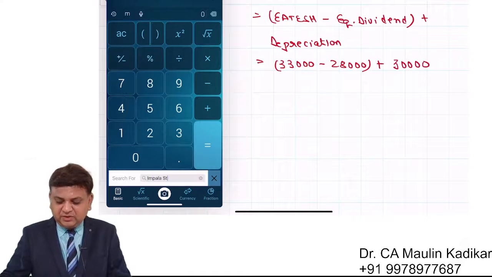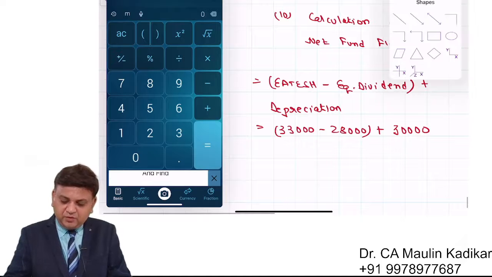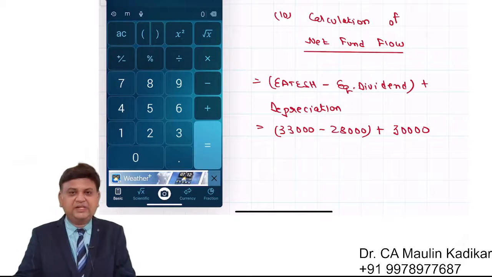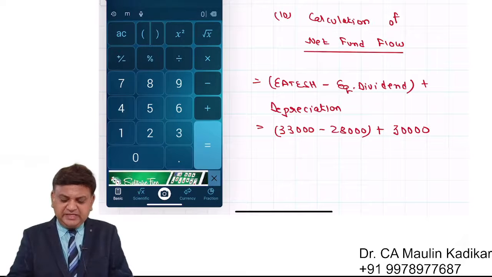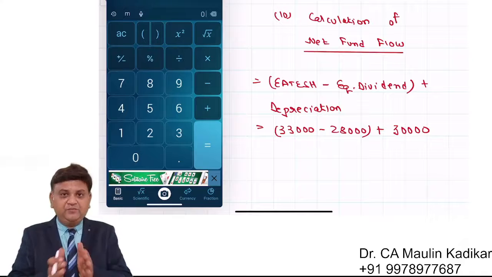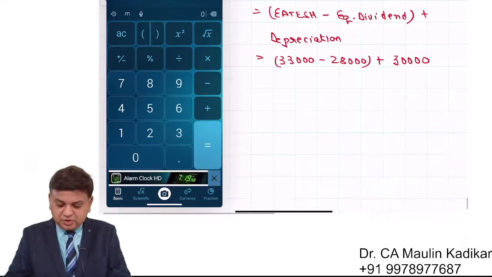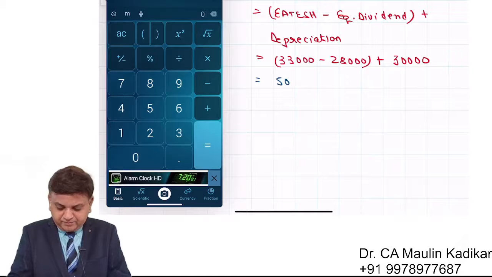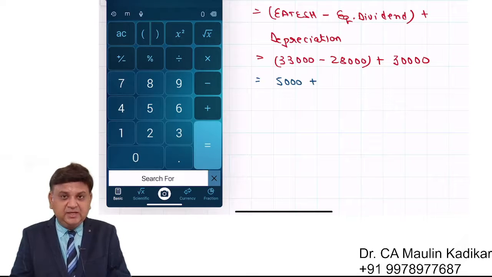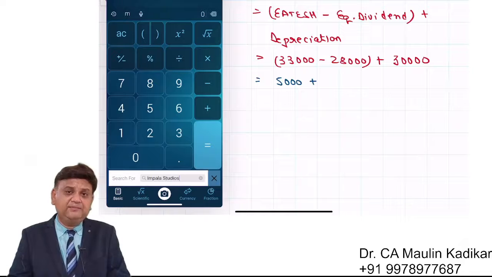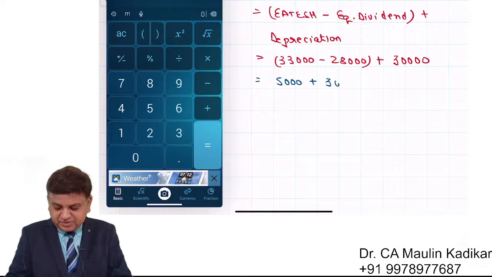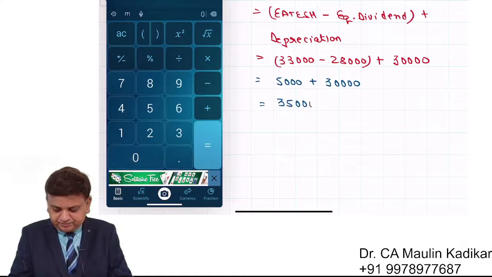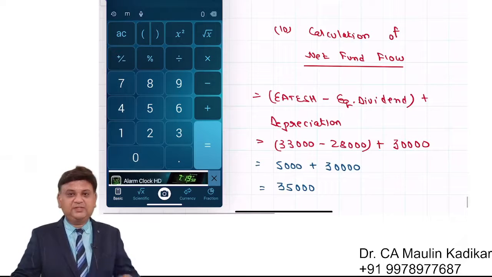So what is the amount of the funds which is available for the purpose of expansion of the business, that we will be able to calculate. Net fund flow is only a technical value which indicates the amount by which we can expand our business. So this is 5,000. That is retained earning transferred to reserves and surplus, the balancing figure of the P&L appropriation account, plus 30,000 of depreciation. So the final answer is 35,000. I request you to write that answer.